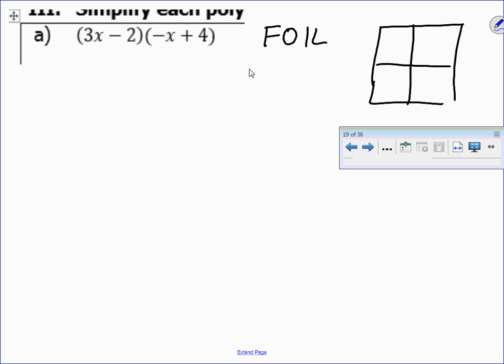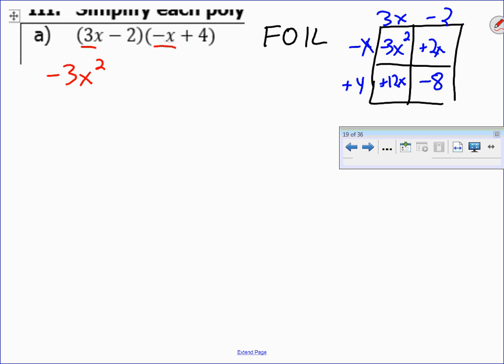If you do the Punnett square, it's 3x minus 2 and negative x plus 4. That'll give me negative 3x squared plus 2x plus 12x minus 8. If I do the FOIL, it's first, outside, inside, last. But what you will see is that you wind up with the same numbers either method.